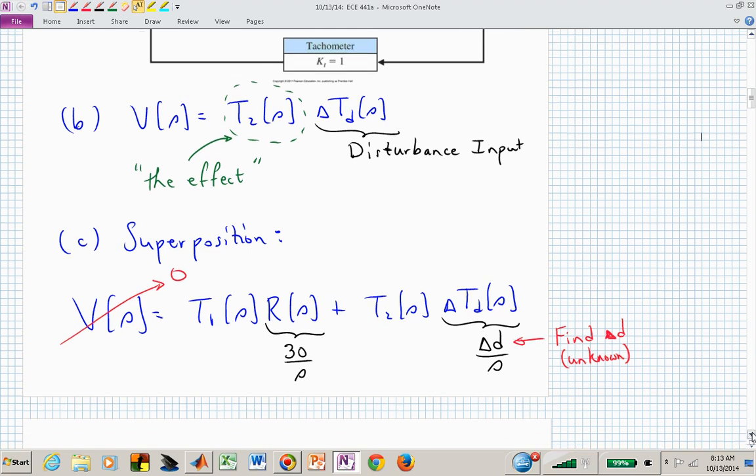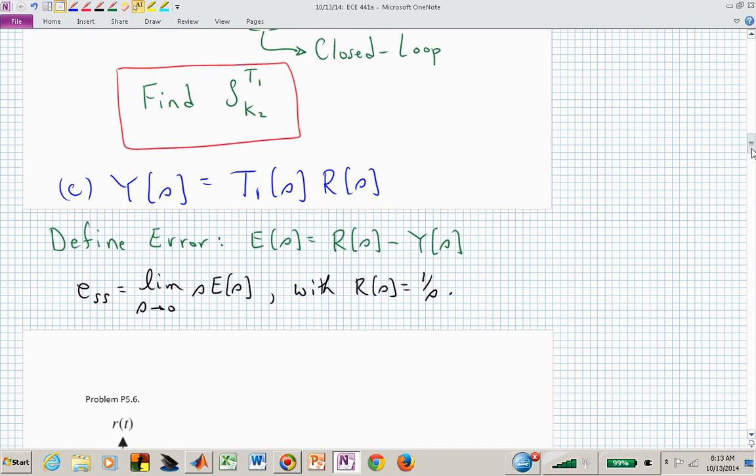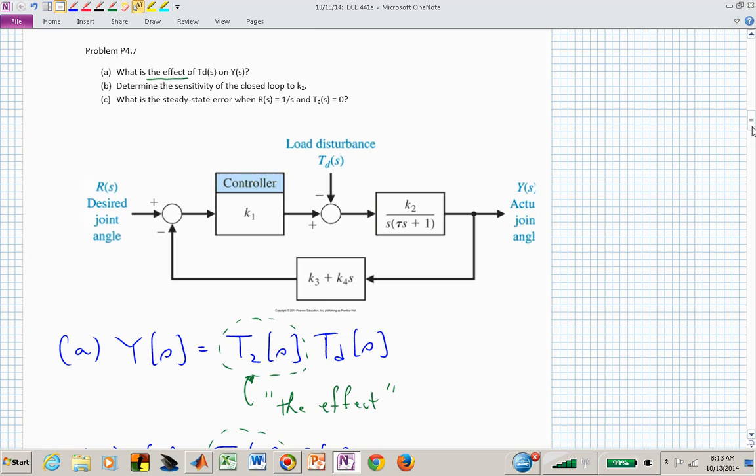The next problem that you will be asked to look at is problem P4.7. Again, they ask, what is the effect of T sub D on Y of S? And now you know what they mean by the effect. You can say, oh, they want the transfer function between the load disturbance input and the output Y, which is now a joint angle. So they want this transfer function, T sub 2, that is between T sub D and Y. And that's the effect in part A of problem 4.7.